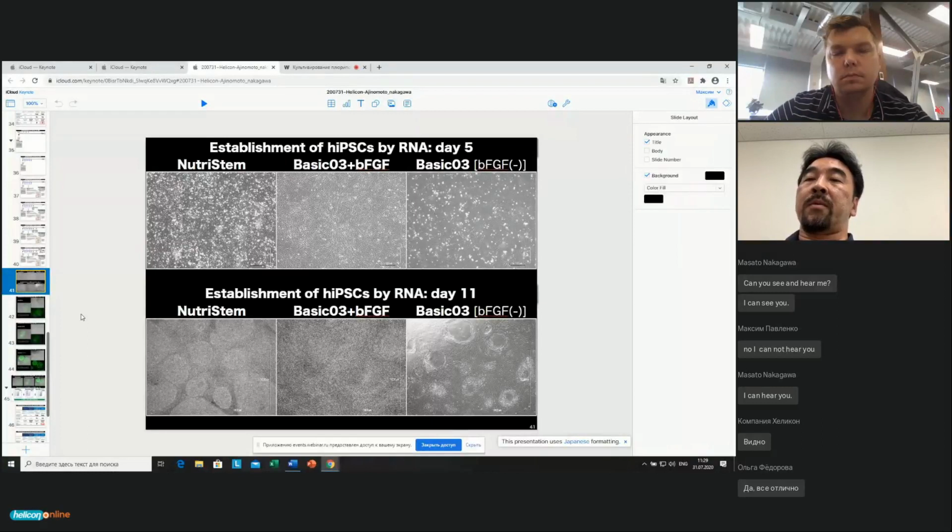At day 11, please see the below photo. Using the Nutristem and basic 03, we can find the iPS-like colony in a well, but not in the basic 03 plus basic FGF. Next slide, please.